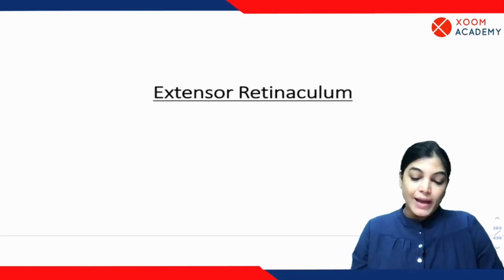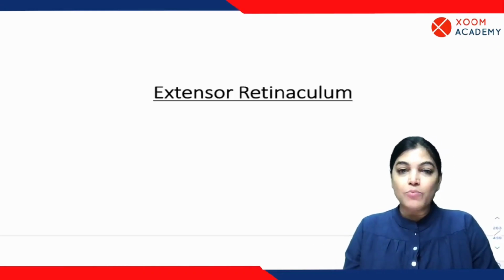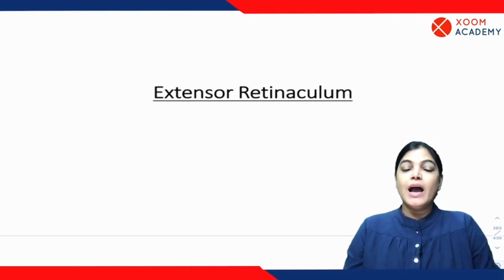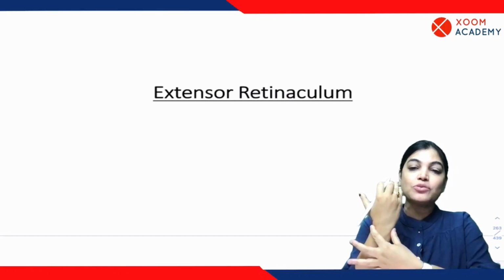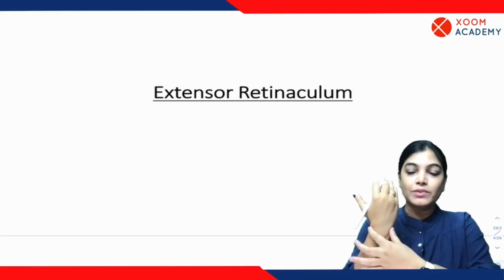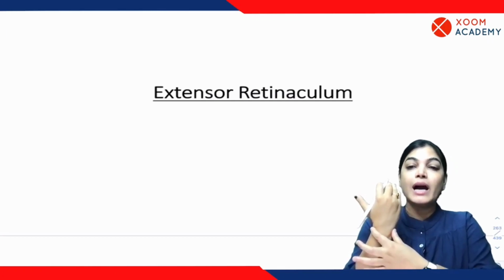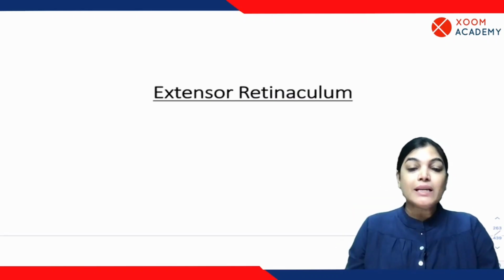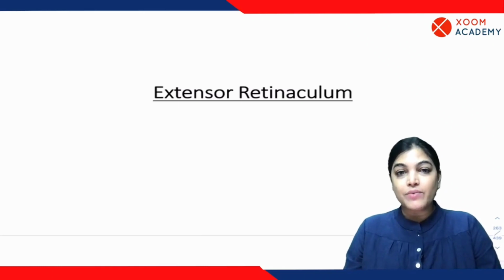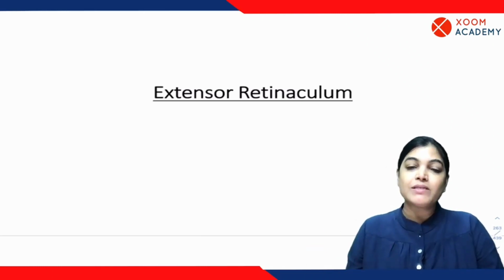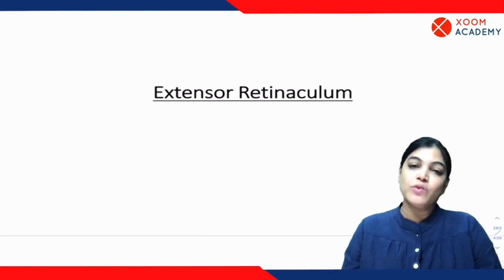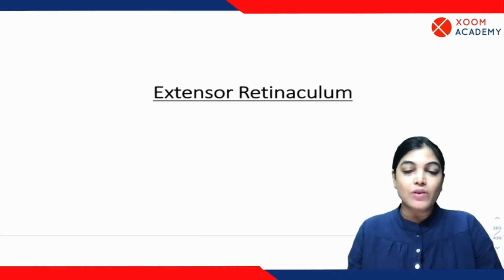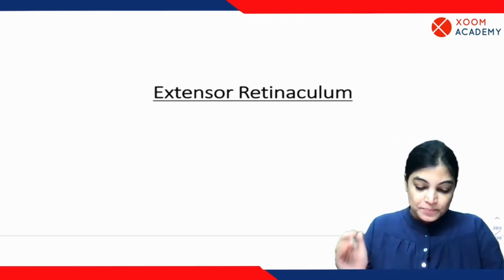Extensor retinaculum. So, extensor retinaculum is again the modification of deep fascia, and it is lying on the dorsum of the wrist here, and it is attached to the lower end of the radius, lower end of the ulna, and also the carpal bones on the medial side. So, deep to the extensor retinaculum, what happens? Extensor septa are given, and there are 6 compartments in which we have to know the extensor tendons passing through the individual compartments. So, again, extensor retinaculum is a modification of deep fascia.